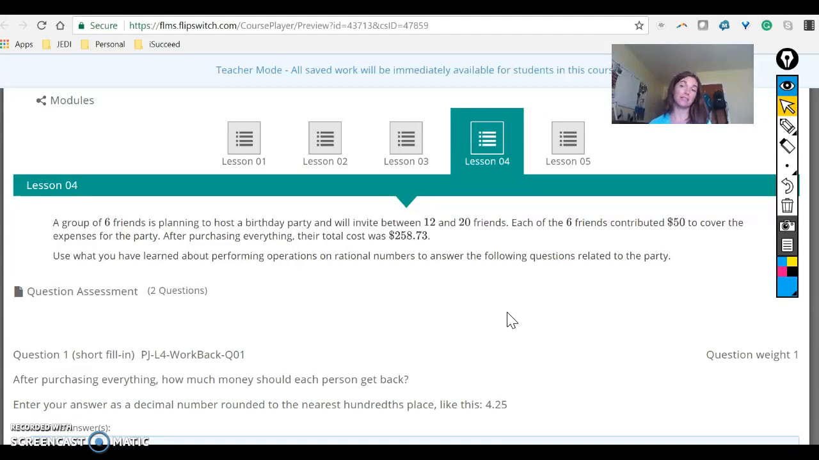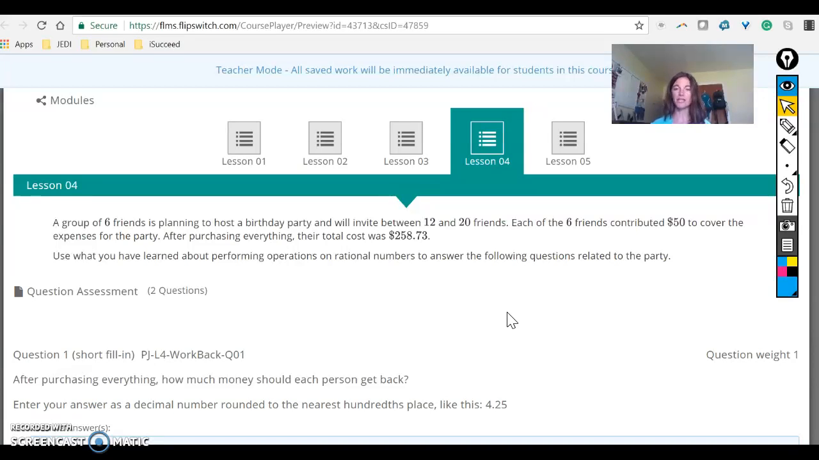We are still working on this party planning because it's a pretty serious business. Remember that we've got those 6 friends planning this party, and in this lesson, each of the friends contributed $50 to cover the expenses for the party. And after purchasing everything, their total cost was $258.73. So we need to use what we learned in lesson 4 about performing operations on rational numbers to figure out, if we go down to question 1 here, how much money each person should get back. And this should be pretty simple.